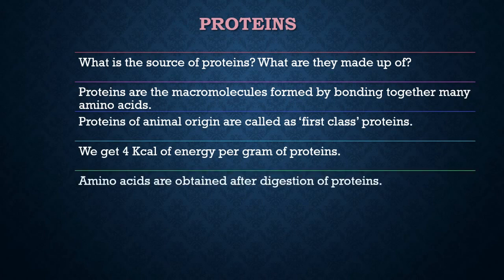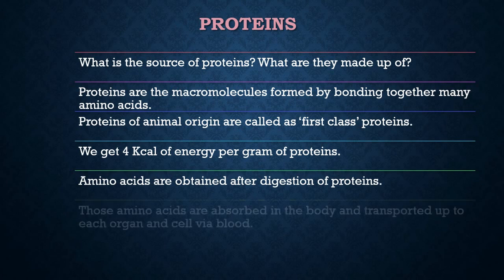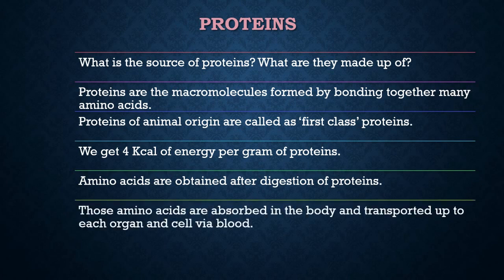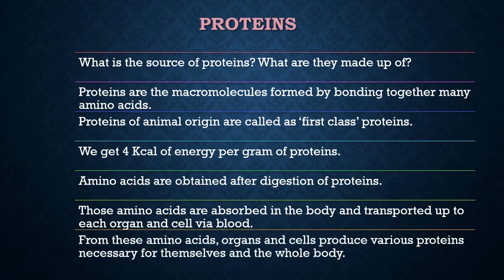The amino acids are obtained after digestion of proteins, and these amino acids are absorbed in the body. They will be transported to each organ and cell through blood. Then from the amino acids, the cells will produce various types of proteins necessary for themselves.